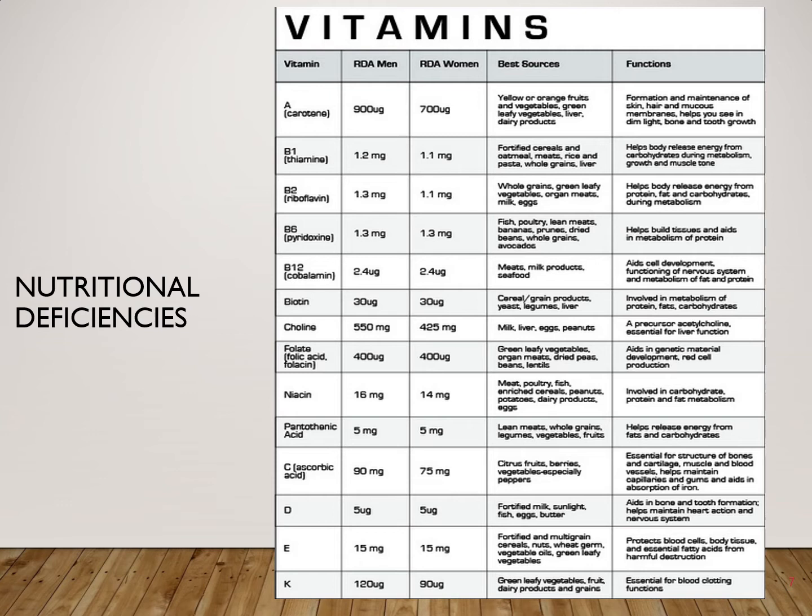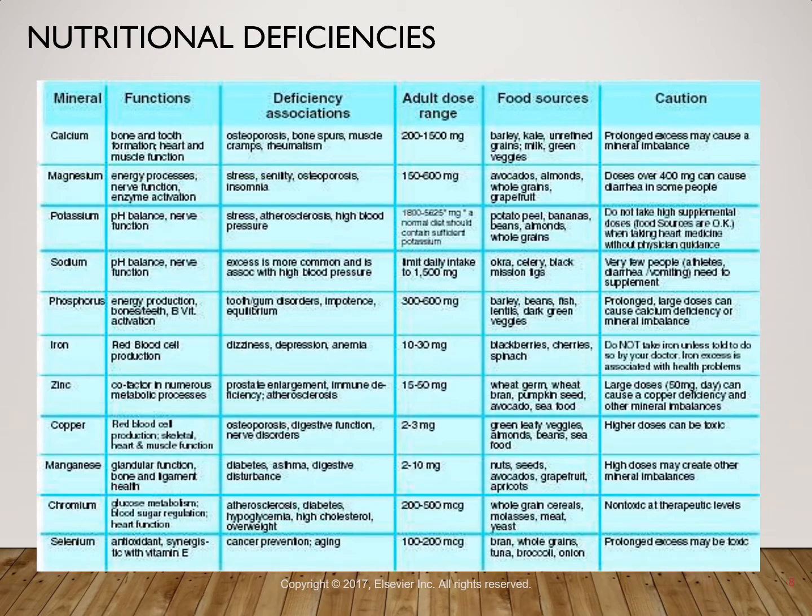You can see this on this chart for the FDA requirements for men and the FDA requirements for women, and the best source and the functions of each vitamin. Again, nutritional deficiencies are shown here for minerals, their function, deficiency associations, the adult dose range, food sources that you can obtain these from, and caution in regards to taking possibly too much.